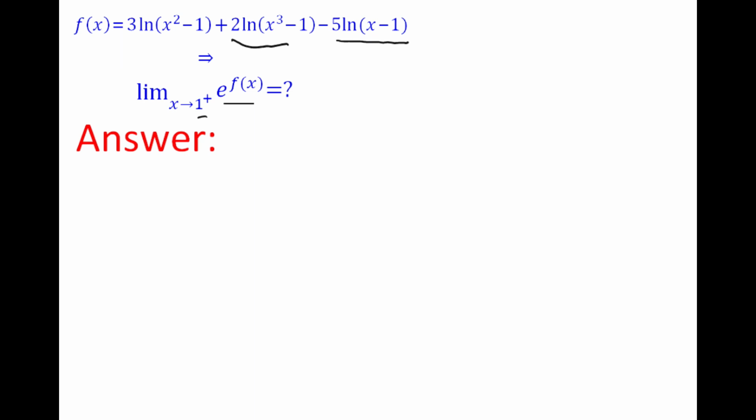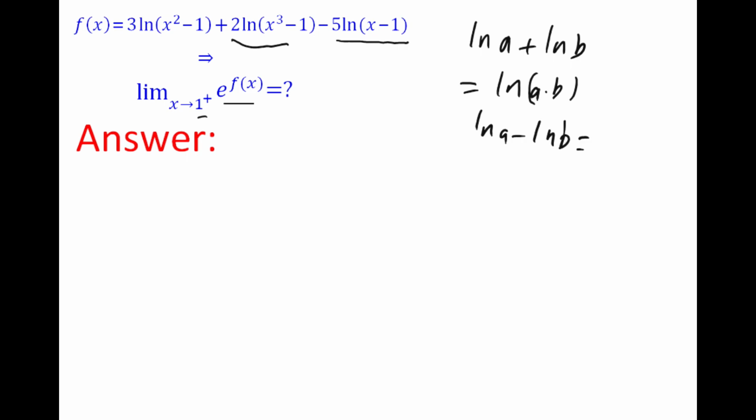In order to solve the problem, there are a few formulas that we need to remember. If you remember, ln a plus ln b is going to be equal to ln of a times b. And if the case is ln a minus ln b, then we can write this value as ln of a divided by b. So these are the formulas that we will be using to solve this question.